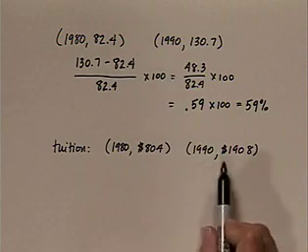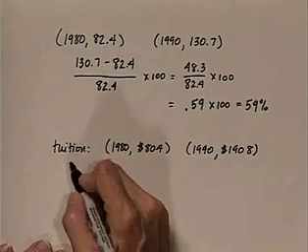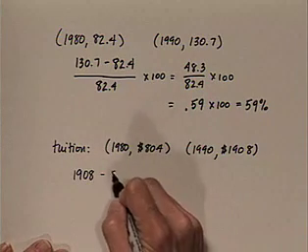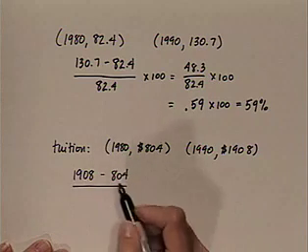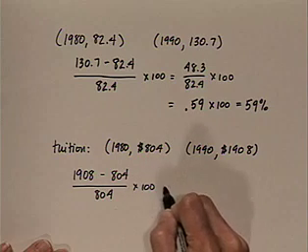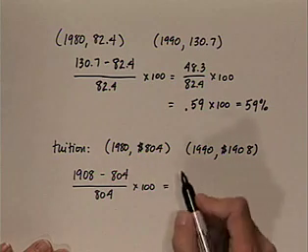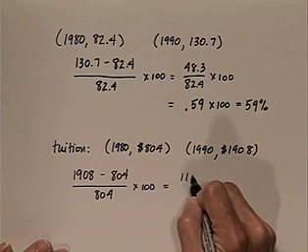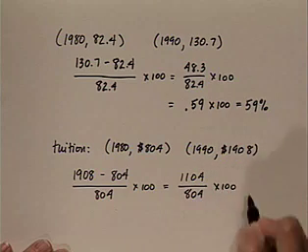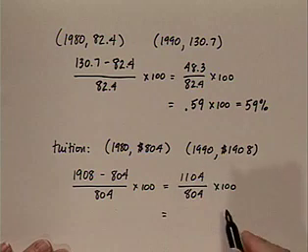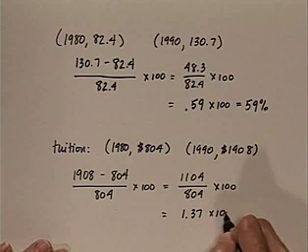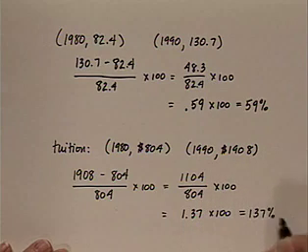Well, let's compare that to the change in tuition. Doing a similar calculation with different numbers, 1,908 minus 804 divided by 804 times 100. Subtracting on a calculator or on a piece of scratch paper, 1,104 divided by 804 times 100 is about 1.37 times 100, which is 137%.